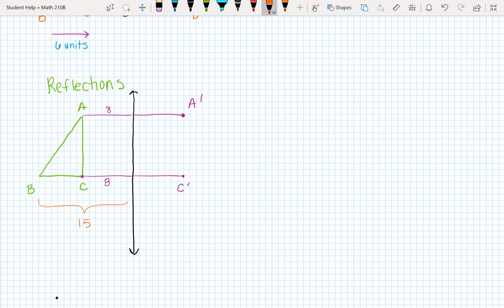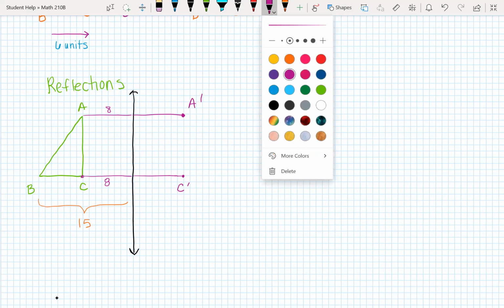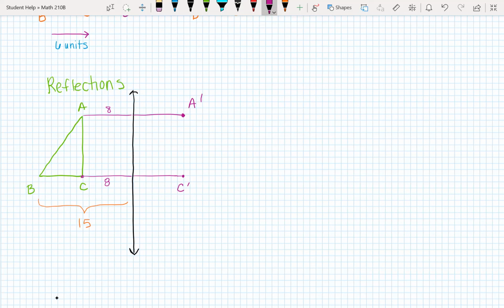So I'm going to count off another 7 going in the other direction. So here is point B. Oops, hang on. Lost my color. Oh, I switched colors. Hang on. 1, 2, 3, 4, 5, 6, 7 here is point B prime. So here is my reflected triangle across that black line that's drawn in the center.